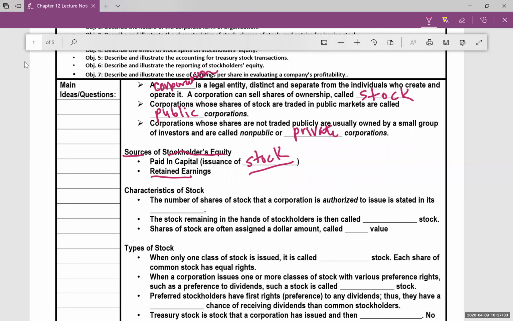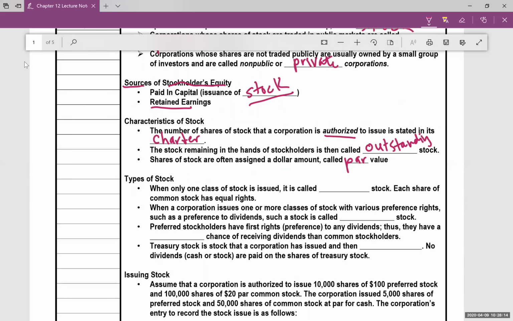Some characteristics of stock. The number of shares of stock that a corporation is authorized to issue is stated in its charter. So when a corporation starts up, it makes this charter, and some of these things need to be known ahead of time because they're published in the charter. The stock remaining in the hands of stockholders is then called outstanding stock. So outstanding stock is stock that's owned by the stockholders. Shares of stock are often assigned a dollar amount, and this is called the par value.